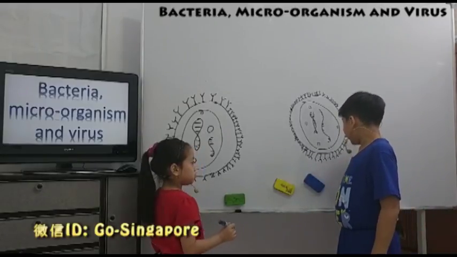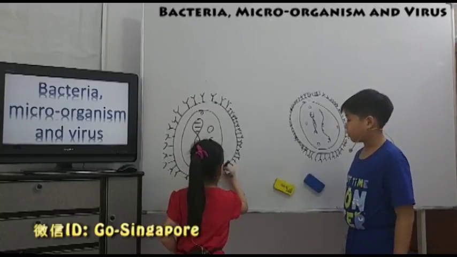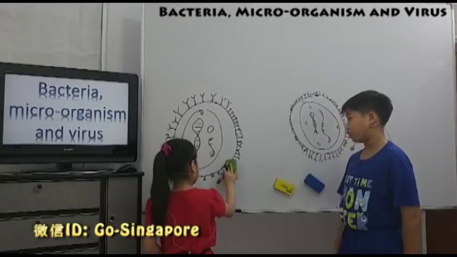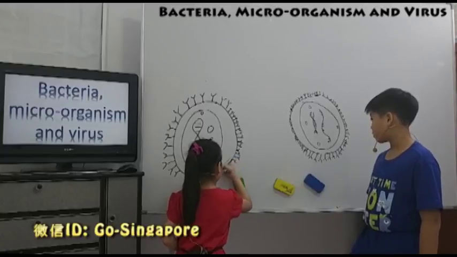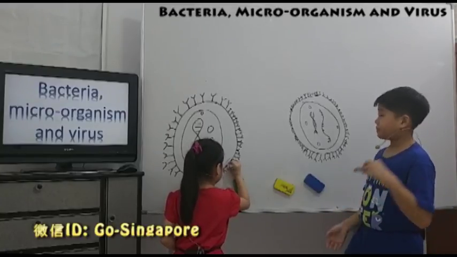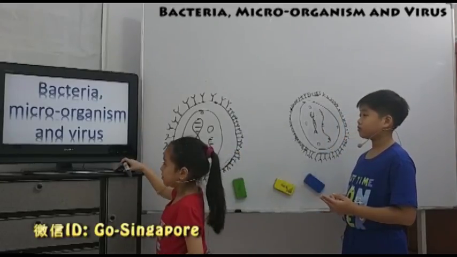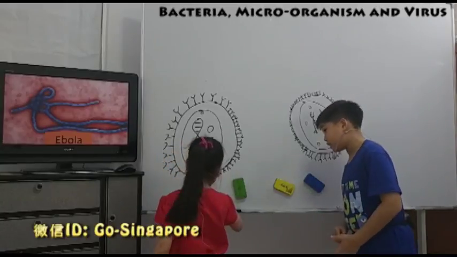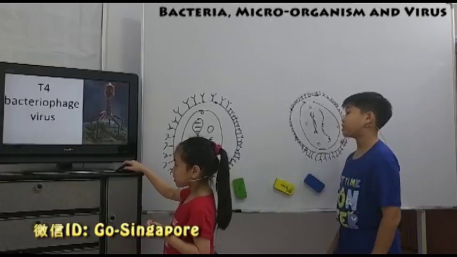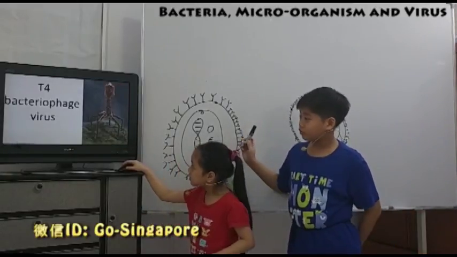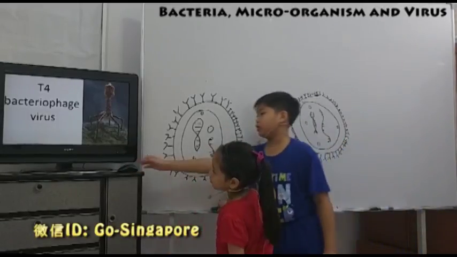Okay, so this is a virus. Viruses can be like a middle virus. They're also not that small. They can be the measles, the Ebola, the Marburg, the SARS, and the influenza. And then there are many types. The SARS, the blood virus, the T4 bacteriophage virus and any others.